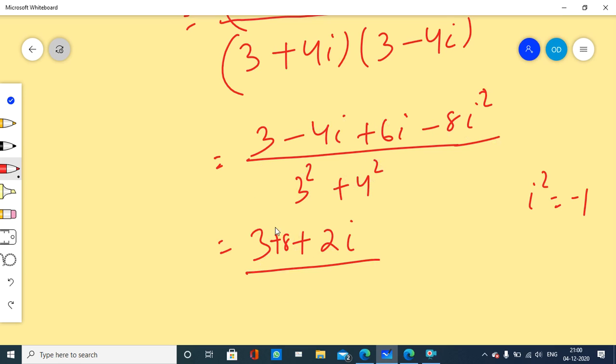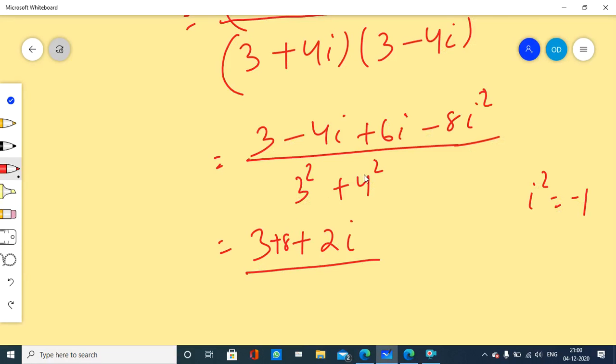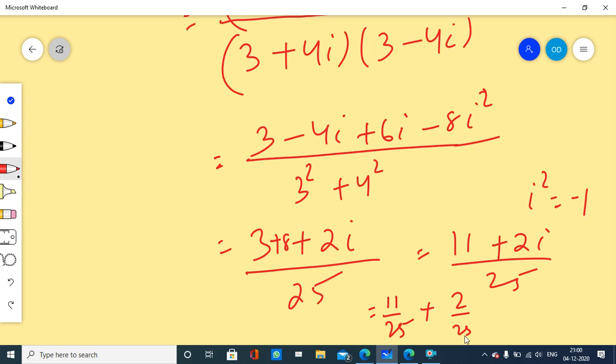Then 3 square plus 4 square is what? 9 plus 16, that is 25. Very good. So this is 11 plus 2i upon 25. So 11 upon 25 plus 2 by 25 into i.